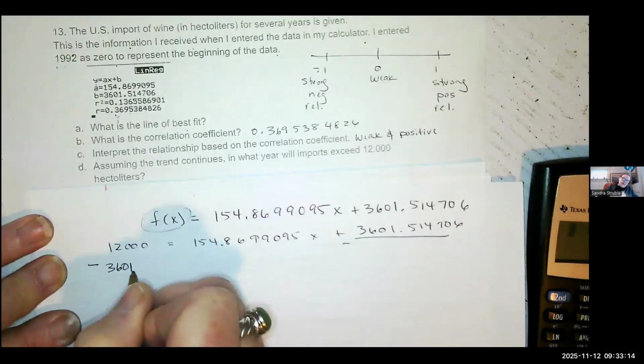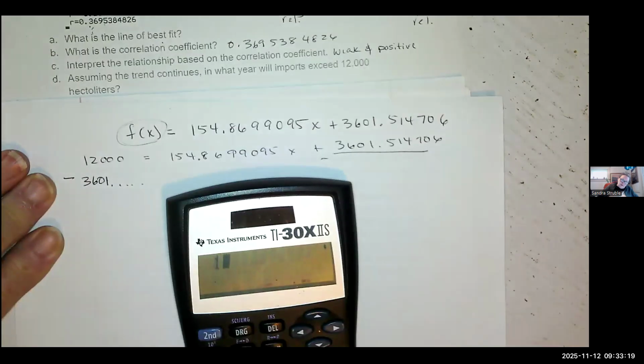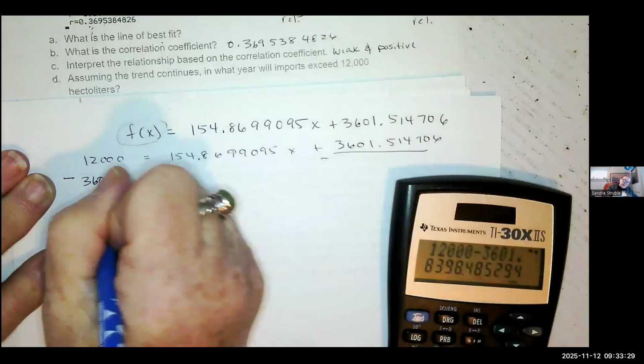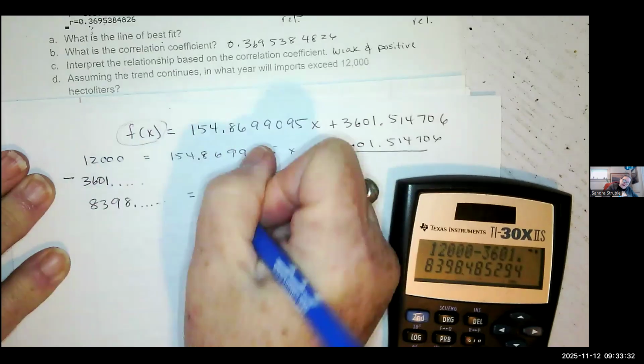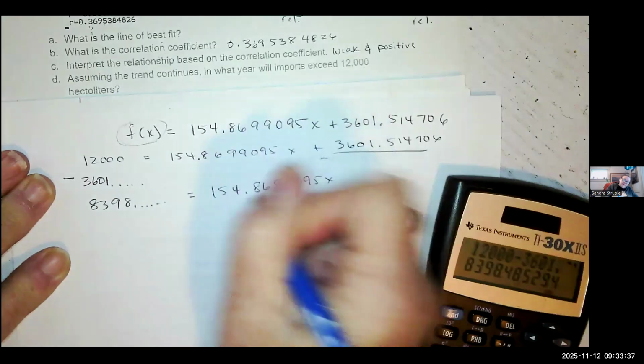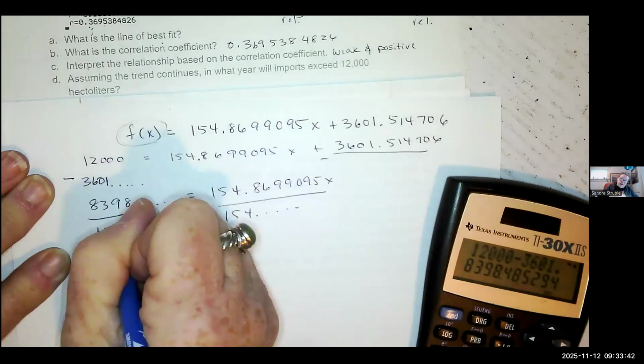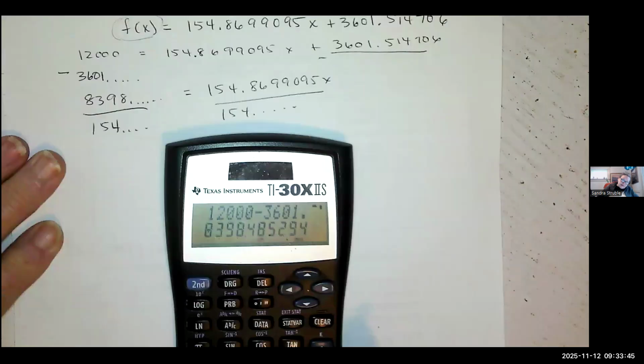I'm just going to put that in my calculator instead of writing the whole thing out. 12,000 minus 3601.514706. And I got 8398 point something is equal to 154.8699095x. Now we just need to divide both sides by this number. So divide that by 154.8699095. Just because I didn't write it down doesn't mean I'm not going to punch it in my calculator. And I got 54 years.